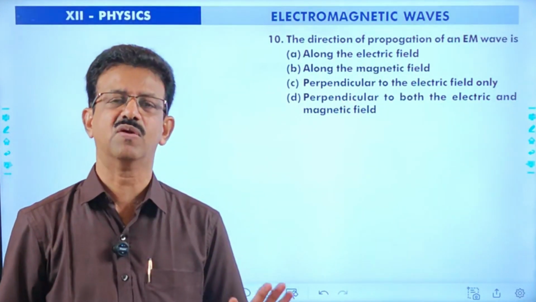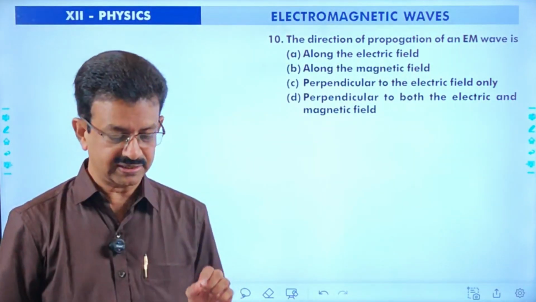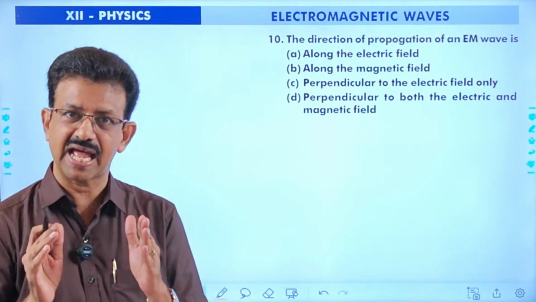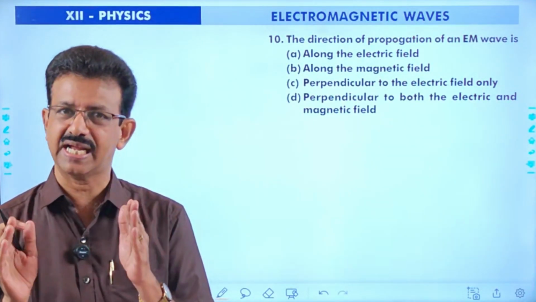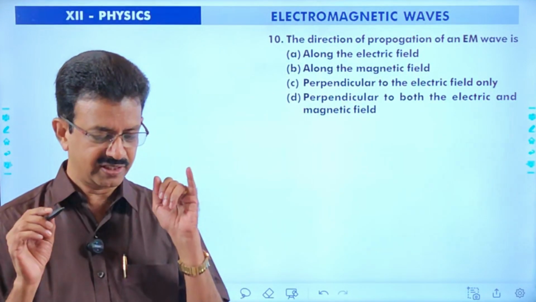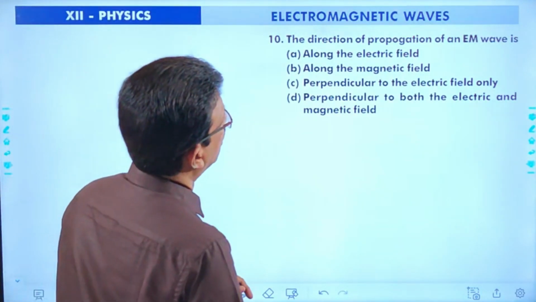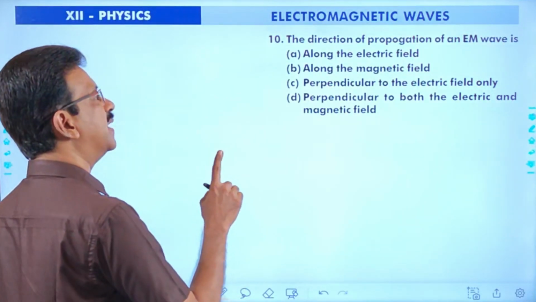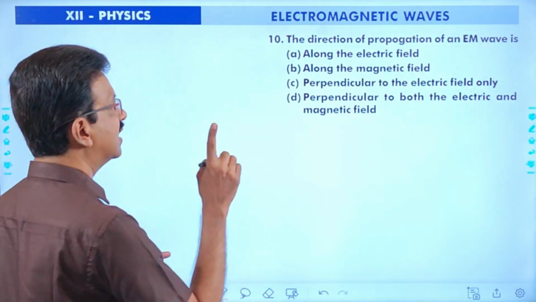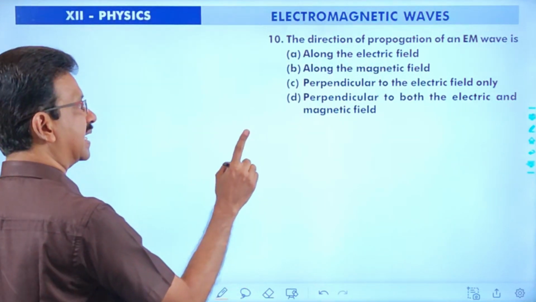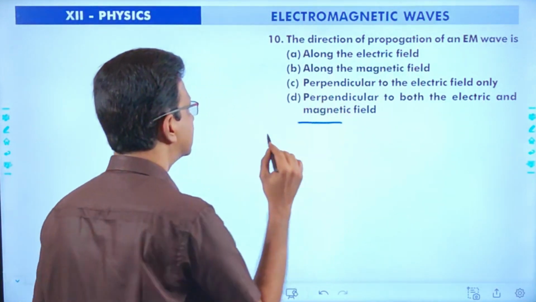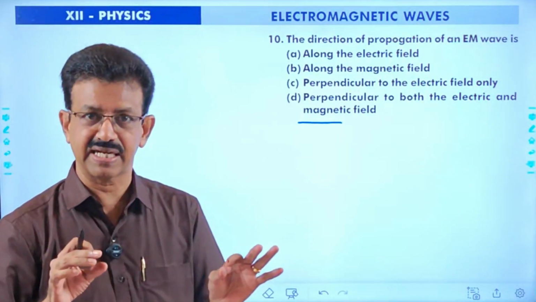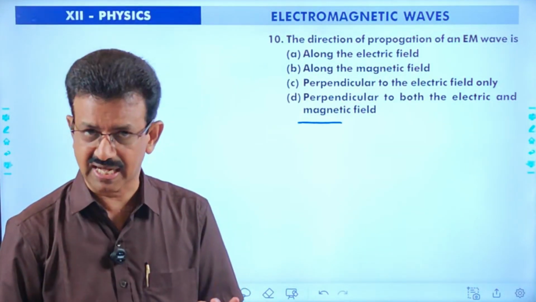This is also about the nature of electromagnetic waves. The question is, direction of propagation of an EM wave is? We have already told the propagation direction is perpendicular to both the electric and magnetic fields. Therefore, the choices are: along the electric field, it is wrong. Along the magnetic field, it is also wrong. Perpendicular to the electric field only, that is wrong. Perpendicular to both the electric and magnetic field. Therefore, the correct choice is perpendicular to both the electric and magnetic field. That is, D choice is the correct answer.